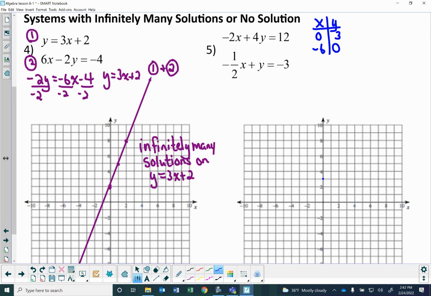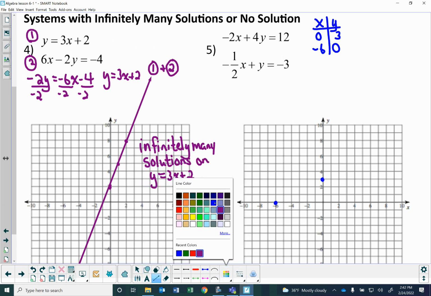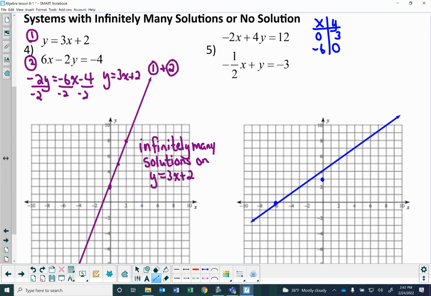So 0, 3 is right here. Negative 6, 0 is right there. If I draw my line, oh, that was terrible. There we go. That's my first equation, so I will label it equation number 1. And notice all the graphs on my smartboard have the x and y axis labeled. If they didn't, please label the x and y axis. You know how that needs to be done. Okay, so that's equation number 1.